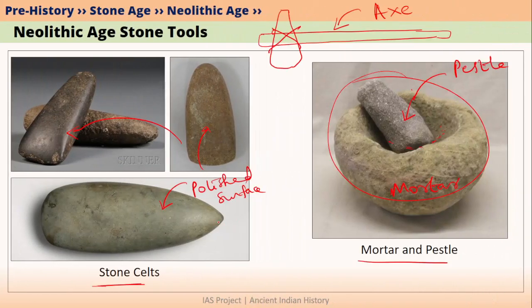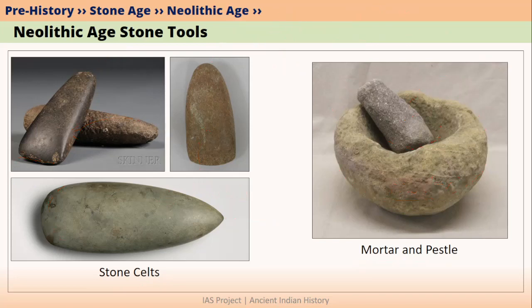Even in this picture, you can see that these are different. For example, this stone celt has a pointed butt. But here the butt is rectangular. Here the butt is oval. Similarly, here it is a curved edge, but here it is a rectangular edge. So stone celts had different designs in different regions.